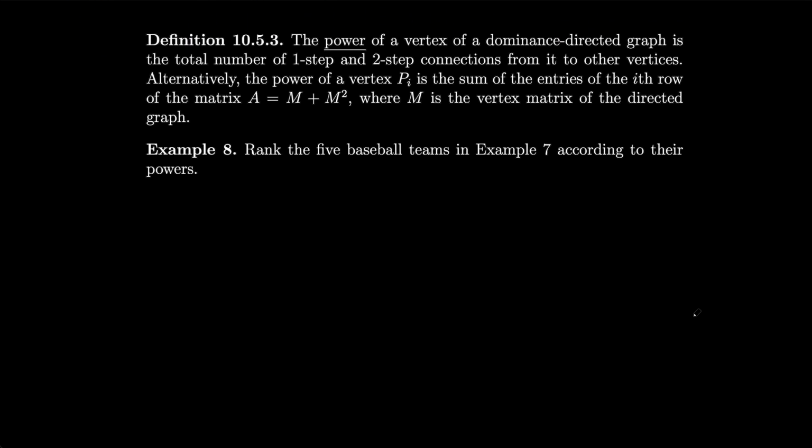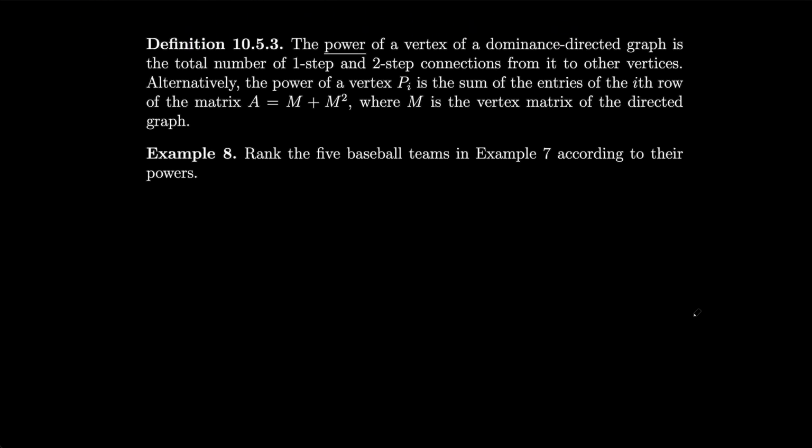The power of a vertex of a dominance-directed graph is the total number of one-step and two-step connections from it to other vertices. Alternatively, the power of a vertex Pi is the sum of the entries of the ith row of the matrix A equals M plus M squared, where M is the vertex matrix of the directed graph. So we could think of vertices as being powerful when they have a higher number of connections. Let's rank the 5 baseball teams in the example according to their powers.